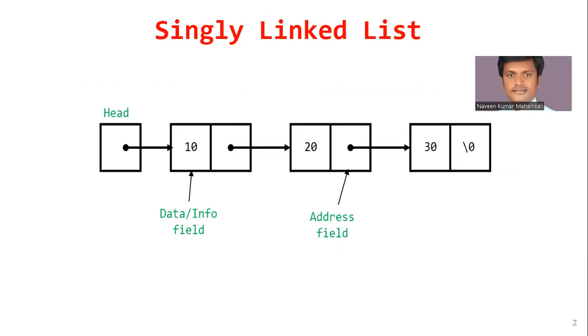For example, for a singly linked list as shown here, you can see it is a collection of nodes. Each node has one data item and a link. It has the address of the next node. So it is an example of a singly linked list having three nodes. And also remember, the last node has null.